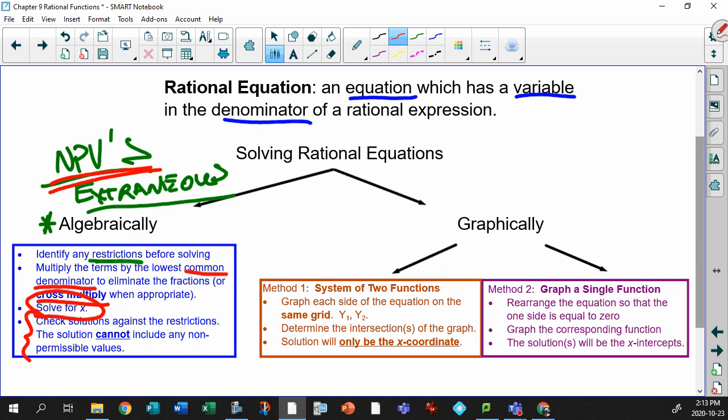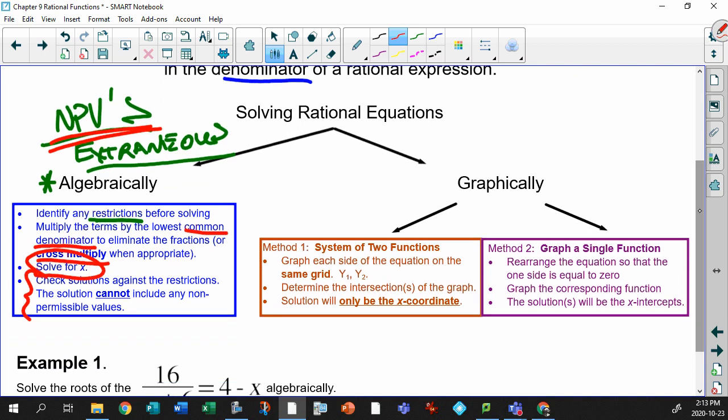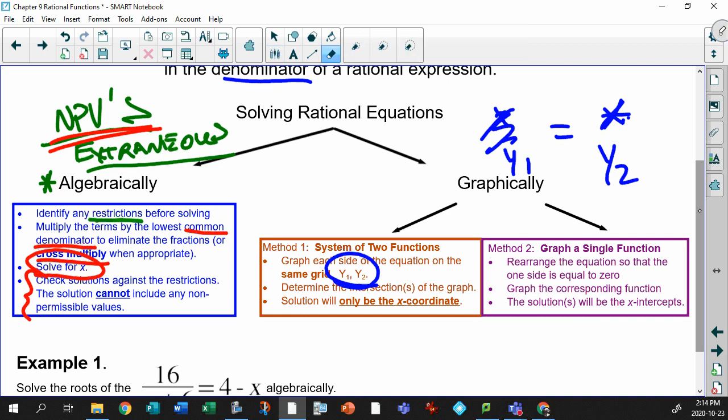So if you solve this thing and you got 2 and 3 as possible answers, and an NPV is 2, guess what? 2 is extraneous, can't use it. Graphically, there's 2 ways of doing this. One is just solve it like it was y1, y2. In other words, you're going to have some sort of function over here equal to some sort of function over here. Let that be y1, let that be y2, and suddenly, look for the intersects. That makes things really, really simple.